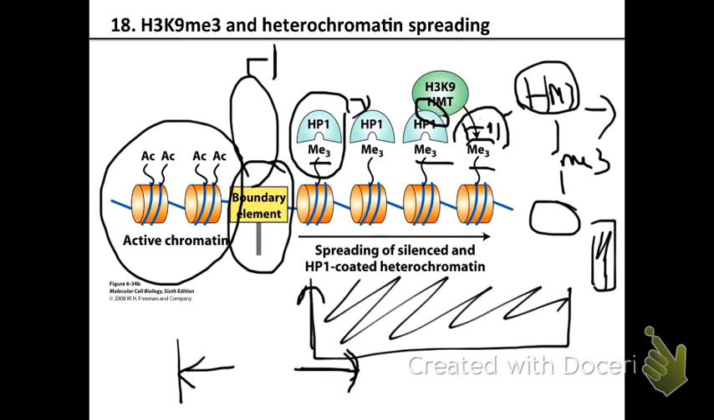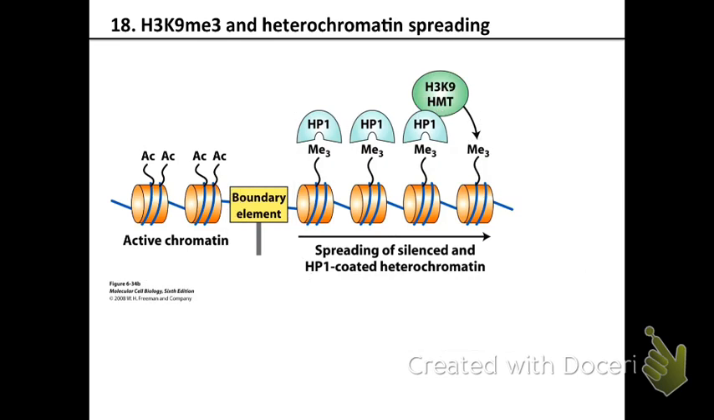Make sense? Now, when you go home, think about what would happen if you have different mutations in the HP1 protein, for example, eliminating its ability to recruit the HMT. What would happen? And this is the type of question we ask in the midterm as well. So think about what would happen to this process if there was a problem with it. Any question about heterochromatin spreading? All right.